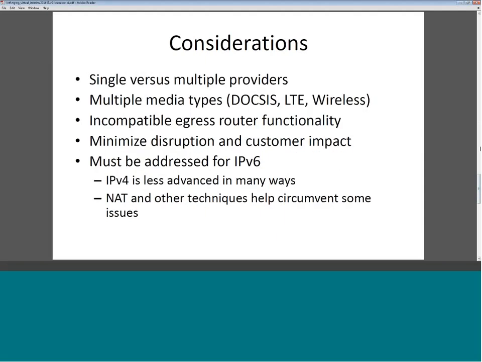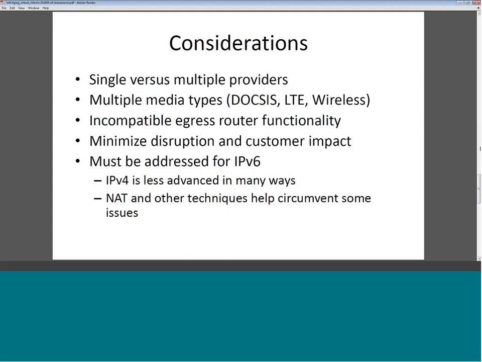So again, recap some of the highlights here. This may be a single provider, like both egresses are Comcast gateways, or one egress is Comcast and one egress is not. You might have different media types, same physical device, separate devices.